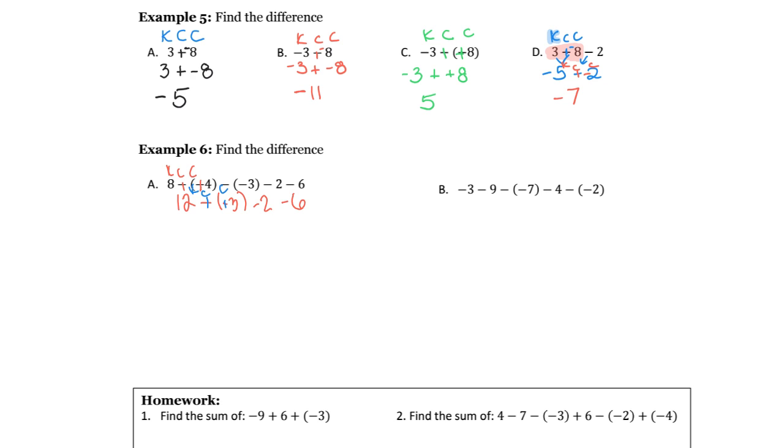All right, so now we do keep, change, change. 12 plus a +3. Same signs, add and keep. So 12 plus 3 is 15. And we're going to keep that as a +15.